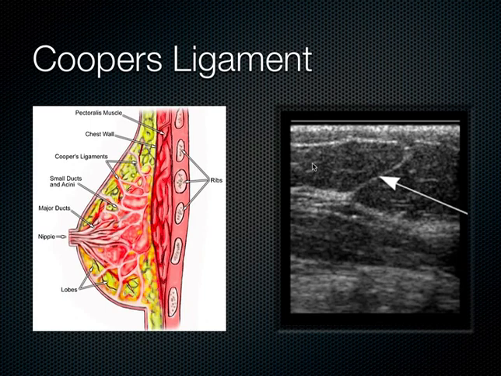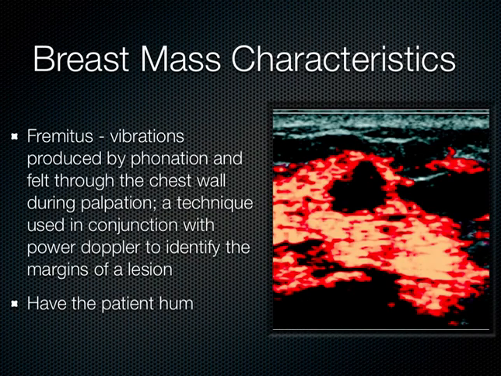And one of the other things you can see quite easily are the suspensory ligaments known as Cooper's ligaments. They look like hyperechoic lines. When you get them on the right angle here, you can see that very obvious looking hyperechoic line, which is Cooper's ligament. We see those throughout the breast tissue quite commonly.